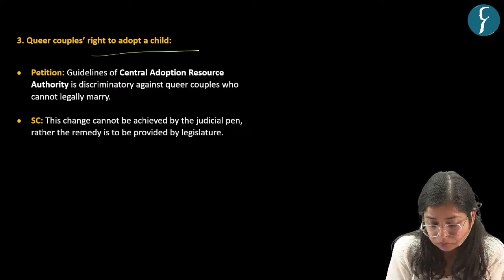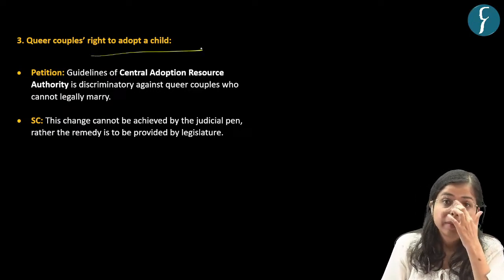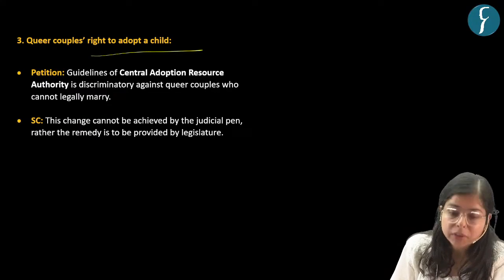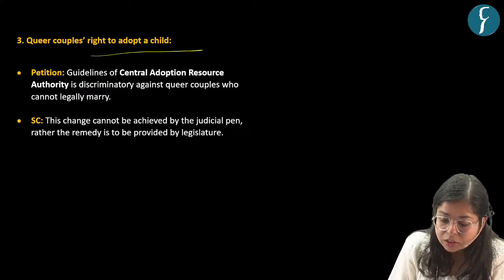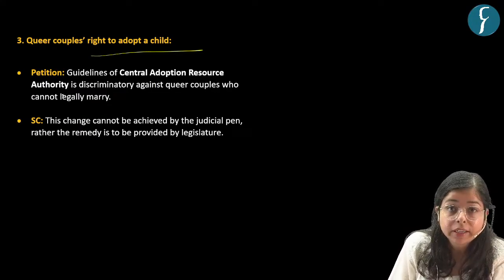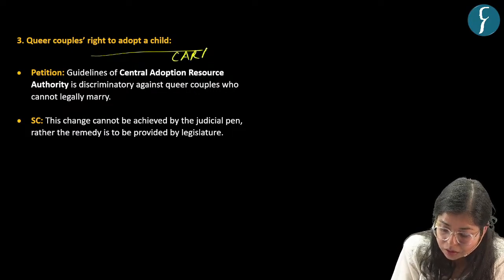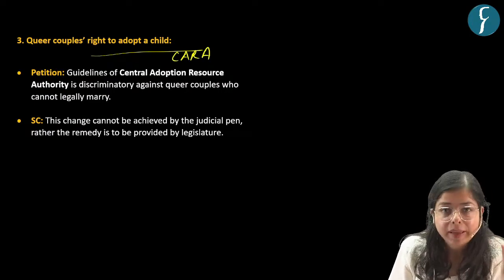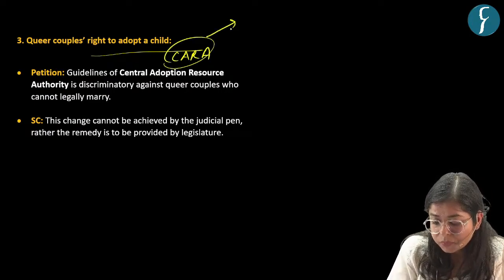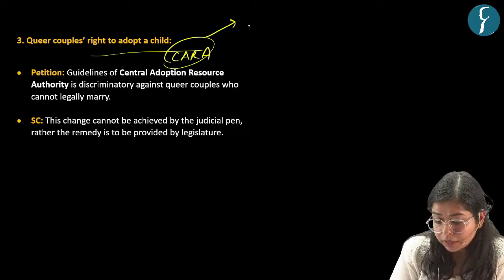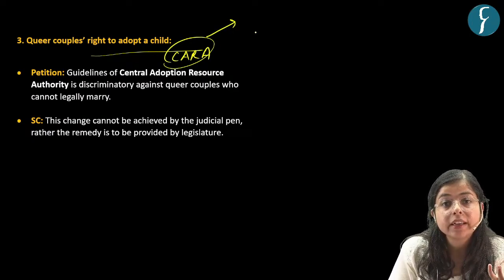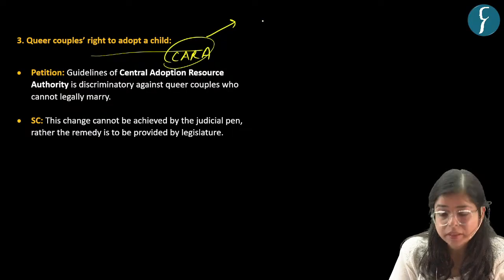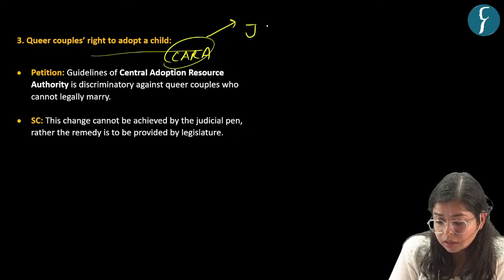Now presently the petitions by the LGBTQ community were that the guidelines of the Central Adoption Resource Authority, CARA, are discriminatory against queer couples who cannot legally marry. Now, what is CARA? CARA is a statutory body under the Ministry of Women and Child Development, and it was formed under the Juvenile Justice Act of 2015.